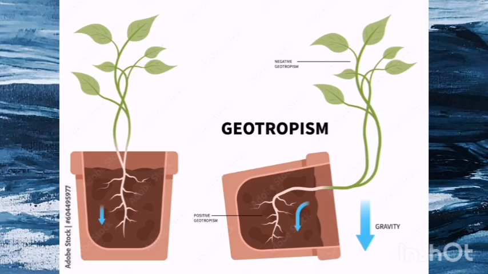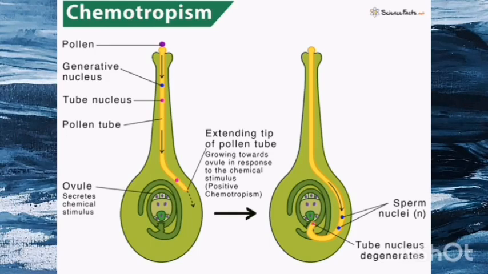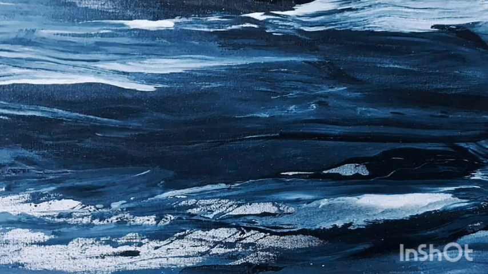Geotropism, or gravitropism, gravity. Root grows towards gravity, positive. Shoot grows away from gravity, negative. Hydrotropism, water. Root grows towards water. Chemotropism, chemicals. Growth of the pollen tube towards the ovule during fertilization.